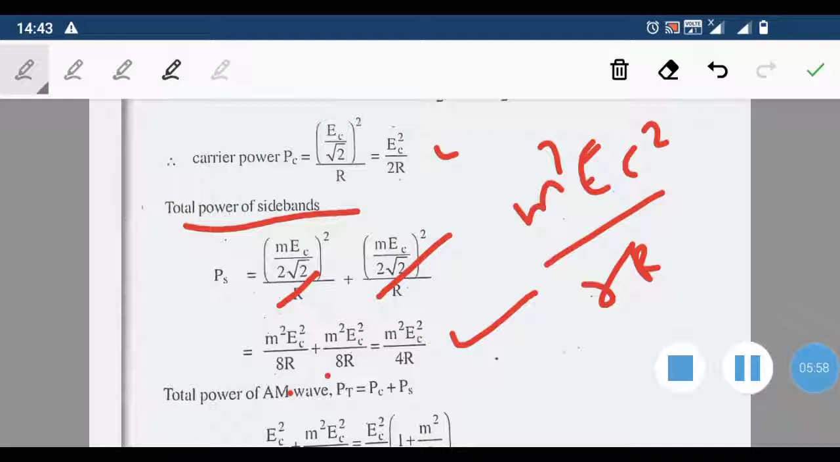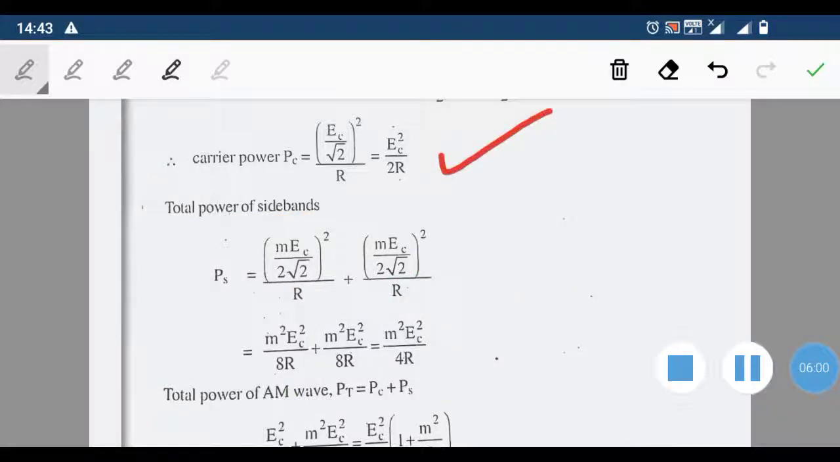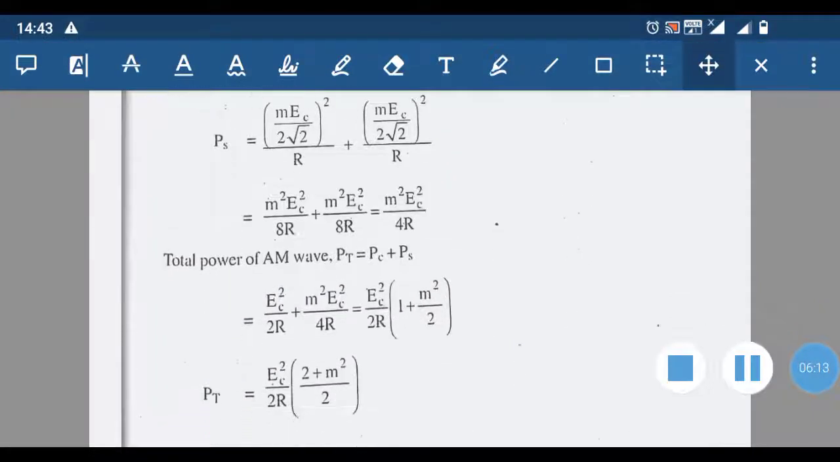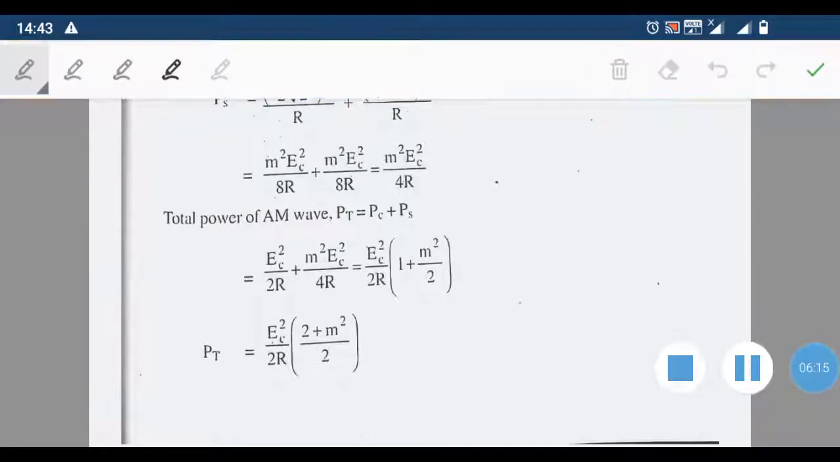So the first expression which we have obtained is the power of the carrier, and this is the total power of the sidebands. So the total power of the AM wave, PT, will be equal to PC plus PS. We can write it as EC square divided by 2R plus m square EC square divided by 4R. You can take EC square by 2R outside. Inside the bracket we have 1 plus m square by 2. So this is the expression for total power.